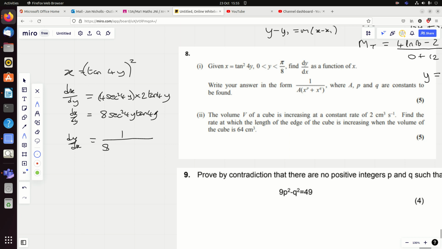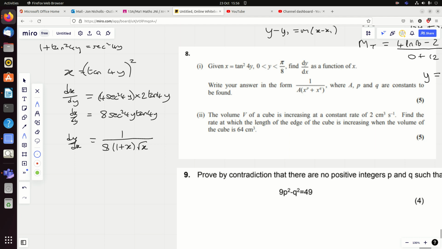Now, that tan 4y is no problem because I can write that as root x. The sec squared 4y is a little bit tougher, isn't it? But as 1 plus tan squared 4y is sec squared 4y, all that matters is those angles are the same. What I can say about the sec squared 4y is it's the same as 1 plus x. So I've got 1 over 8 times 1 plus x times root x.